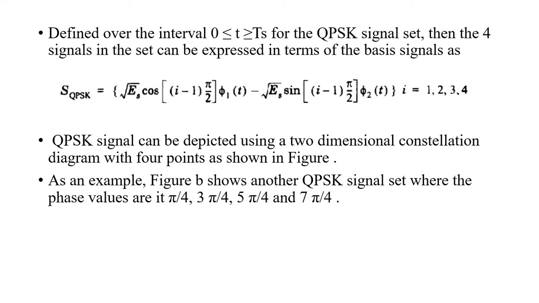Next phase, when i equals 2, we get 2 minus 1 into pi by 2, so the next phase is pi by 2. Then for i equal to 3, that is 3 minus 1, which is 2 into pi by 2, so the value will be pi. And when i takes the value 4, we get 3 pi by 2. From this we can depict the two-dimensional constellation diagram for this QPSK signal as mentioned.